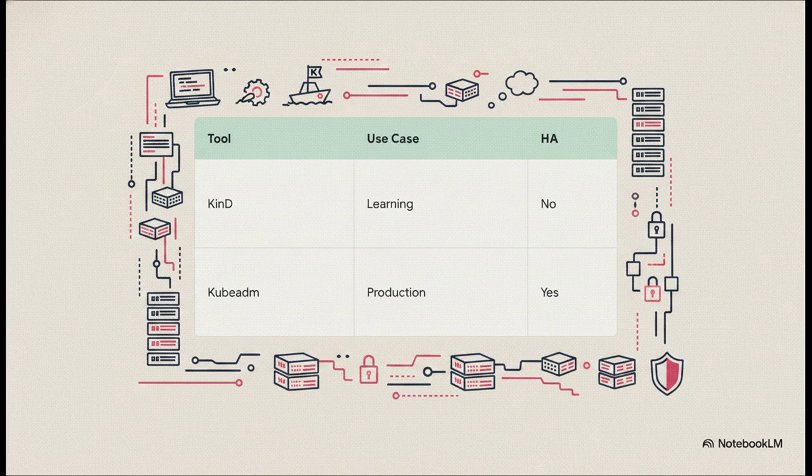But for real enterprise operations, you need kubeadm. kubeadm bootstraps a true production-grade cluster. It handles high availability setups with multiple control planes sitting behind a load balancer, and it manages all those incredibly complex security certificates you need for scaling up.